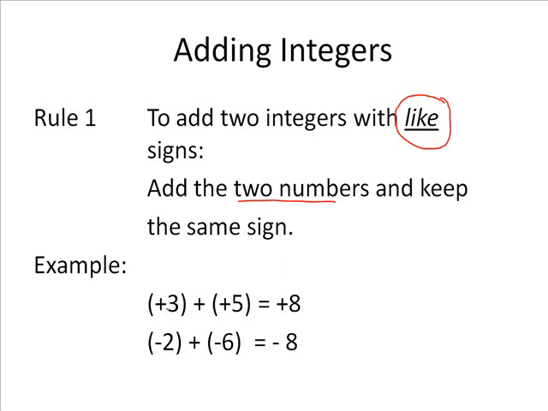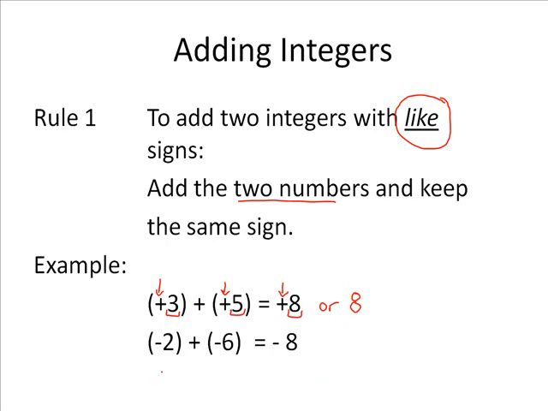So in this first example, I have a positive 3 plus a positive 5. So I take the absolute value of 3 plus the absolute value of 5, or 3 plus 5, to get 8. And since both of the digits in my question had a positive sign, I'll give my answer a positive sign as well, being positive 8. Remember, if your answer is a positive number, it's not necessary to write the positive sign in front of it. You could just write 8.